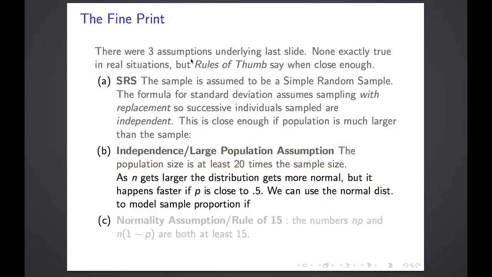Finally, the basic fact is that as n gets bigger, as your sample size gets bigger, the distribution of p-hats gets closer and closer to normal. It does so faster if p is middling. If p is around 0.5, it happens pretty quickly. If p is very close to 1 or to 0, it takes longer. It tends to be skewed. So to combine those cases in a simple way, we use the rule of 15. For the normality assumption, you can assume your distribution is normal if the numbers n times p and n times 1 minus p are both at least 15.